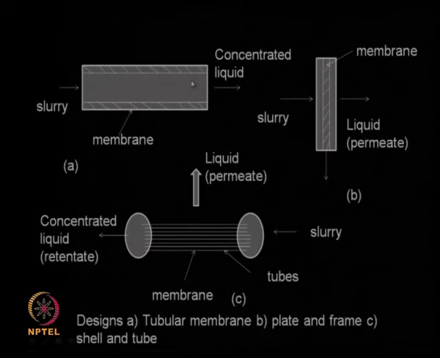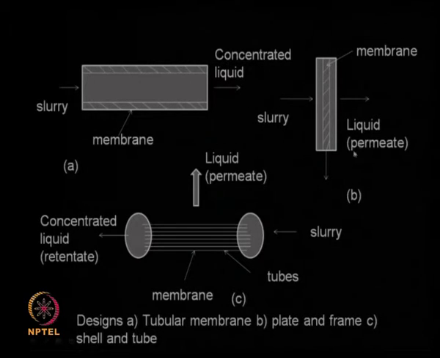So it is a tube and the walls are made up of the membrane material. So the slurry flows and the liquid or the solvent may permeate out through the surface of these tubes. So on this side you may end up having concentrated liquid.